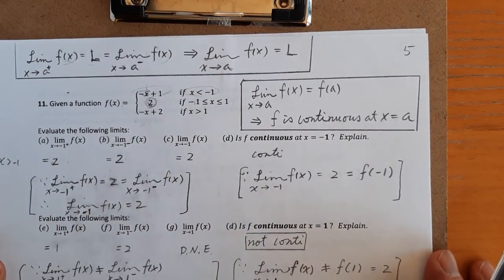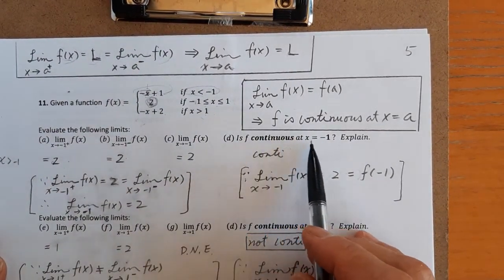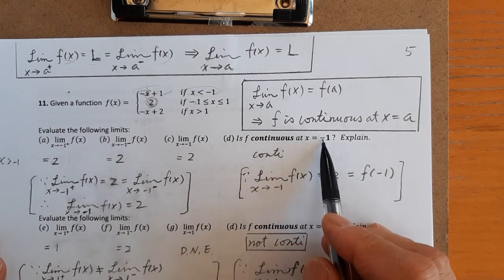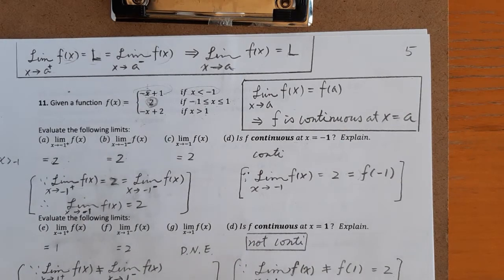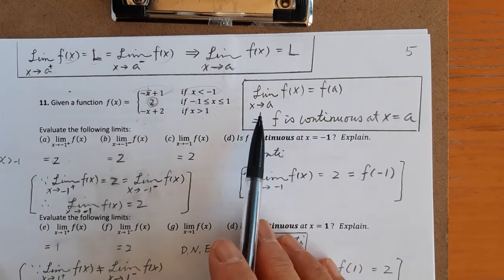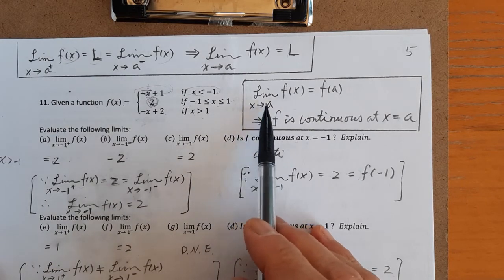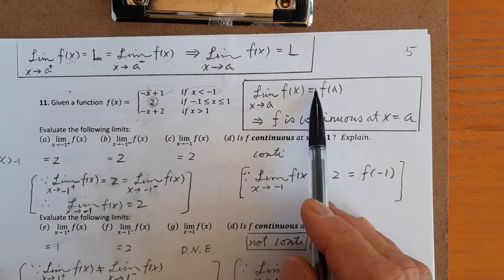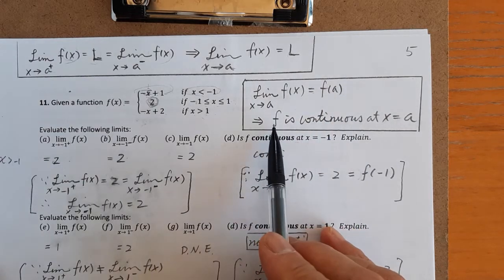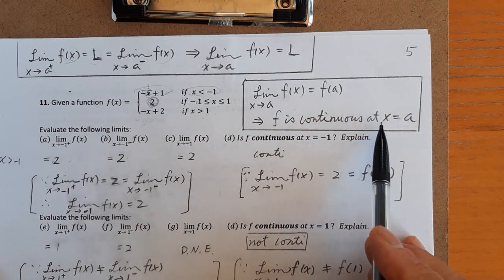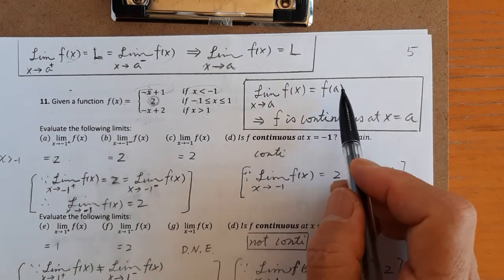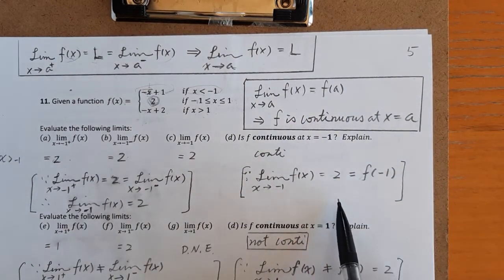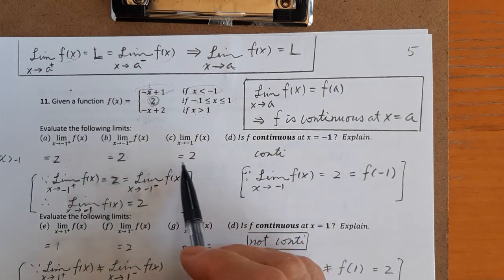Next, it asks whether f is continuous at x equal -1 or not. And how to determine if it's continuous or not. Here is the formula: if the limit as x approaches a of f of x equals f of a, then you say f is continuous at x equal a. So like this question, what is f of -1?